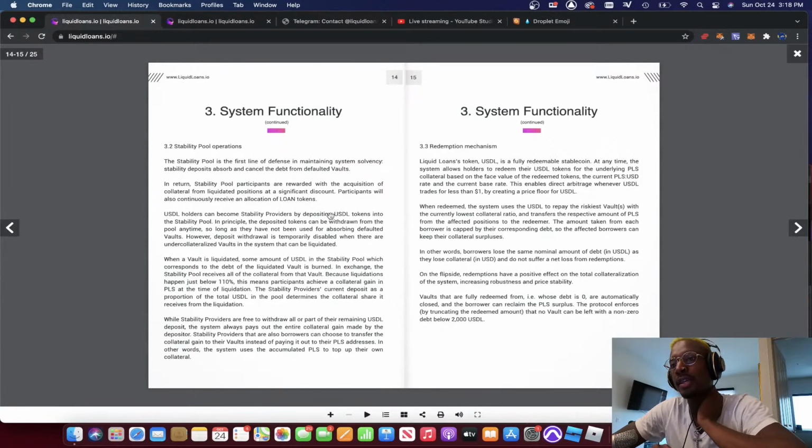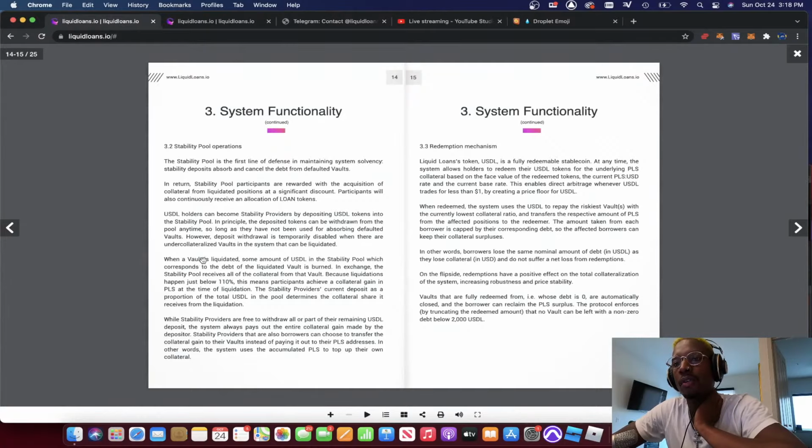In principle, the deposited tokens can be withdrawn from the pool at any time, so long as they have not been used for absorbing defaulted vaults. However, deposit withdrawal is temporarily disabled when there are undercollateralized vaults in the system that can be liquidated.